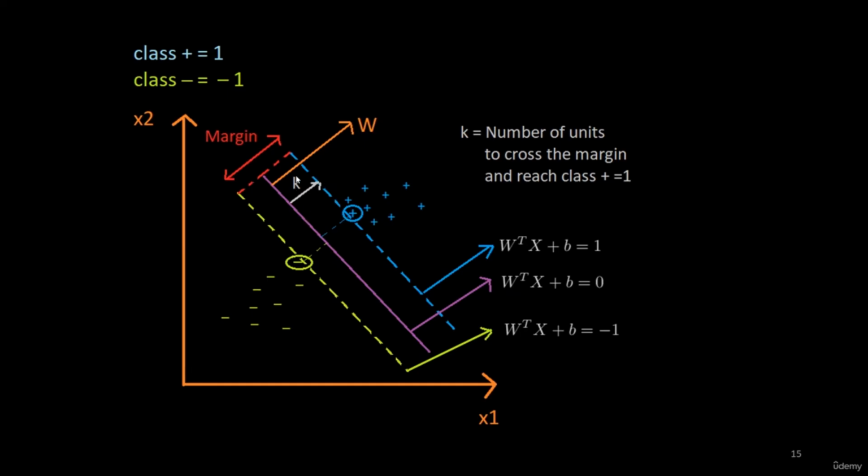Now the concept of k is new here. So k is the number of units to cross the margin and reach class 1. So if some point is at the decision boundary and it wants to be classified as class 1, it has to move k units and cross this margin to reach this class. So this is the concept of this figure. We are now familiar with the direction of w, that it is perpendicular to the decision boundary. Now there is another distance, which is k, the units to cross the margin and reach class 1. We have these three equations for the three hyperplanes. This is the decision boundary, this is the hyperplane for the positive support vector, and this is for the negative support vector. Okay, let's move further.